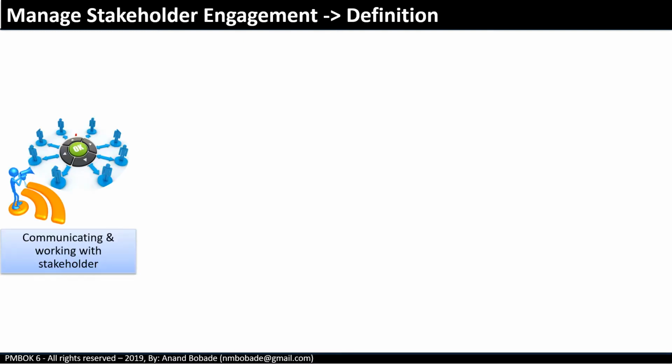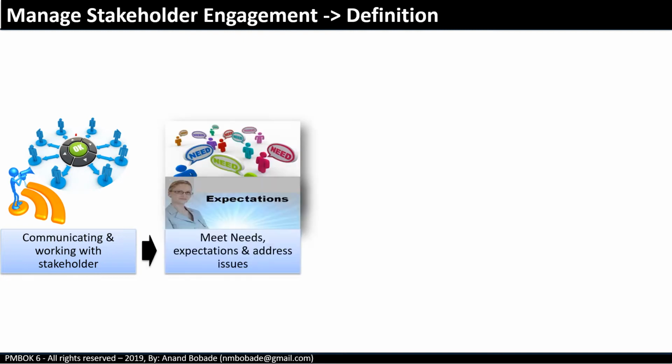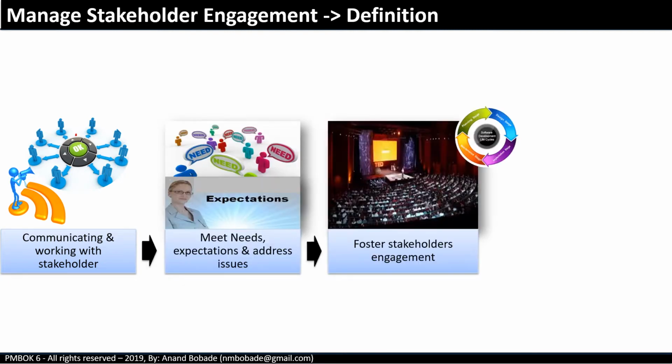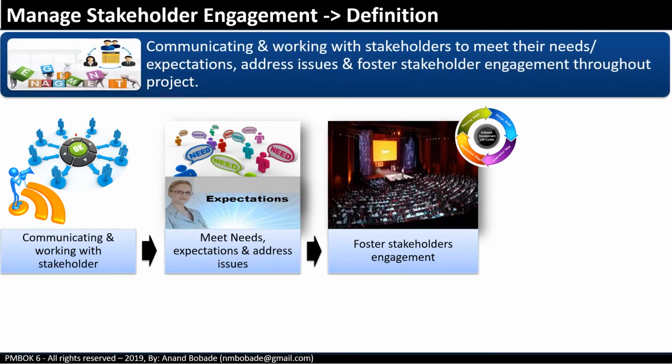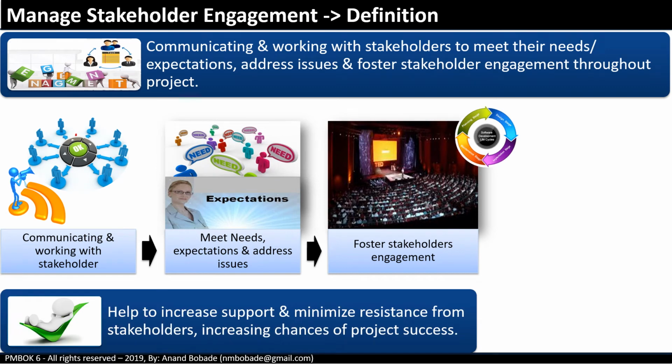Let's see the process definition. Manage stakeholder engagement is the process of communicating and working with stakeholders to meet their needs and expectations, address issues, and foster stakeholder engagement throughout the project. This process helps the project manager to increase support and minimize resistance from stakeholders, as well as helps increase the chances of project success.